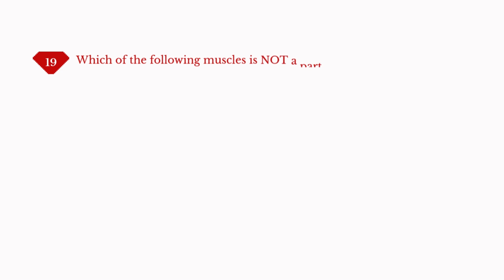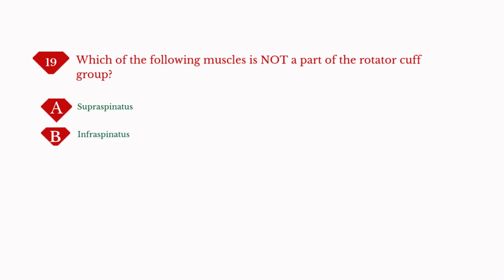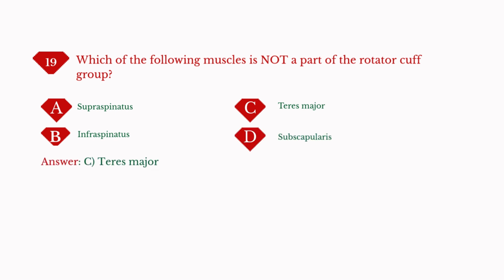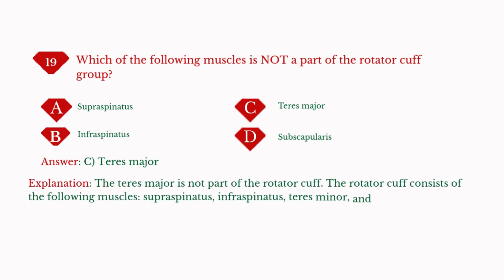Which of the following muscles is not a part of the rotator cuff group? A. Supraspinatus. B. Infraspinatus. C. Teres major. D. Subscapularis. Answer: C. Teres major. Explanation: the teres major is not part of the rotator cuff.